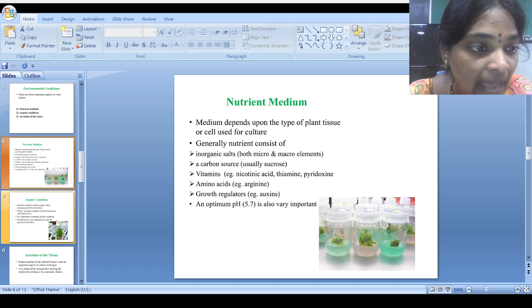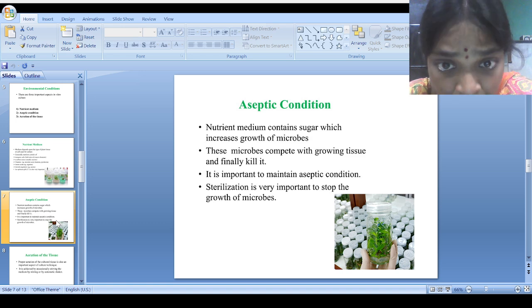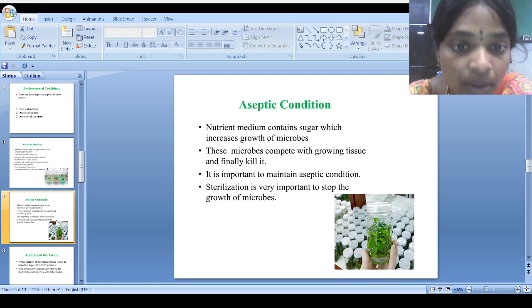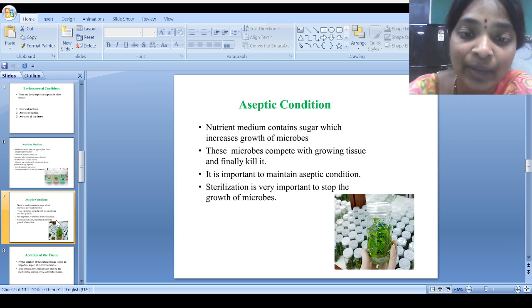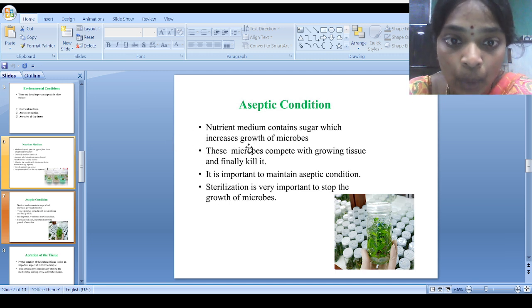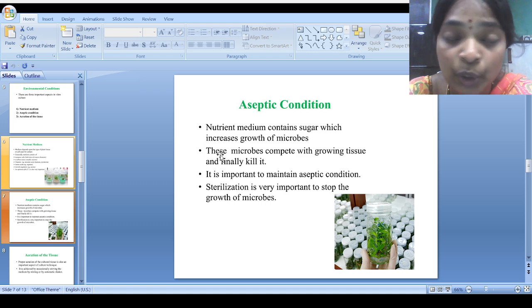Okay, this is with regard to media. Next, we are going to talk about the aseptic conditions. Here they have to maintain sterile conditions. The nutrient media contains sugar, 2% or 3% as I said, where 20 or 30 grams of sucrose is utilized. There is a chance of microbial growth. In order to overcome such problems, we have to maintain aseptic conditions, right? If microbes come in contact with the media, the media gets disturbed and your plantlet is going to be destroyed.